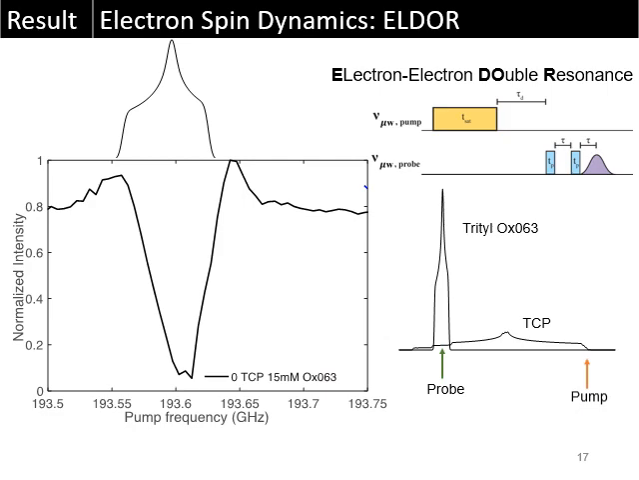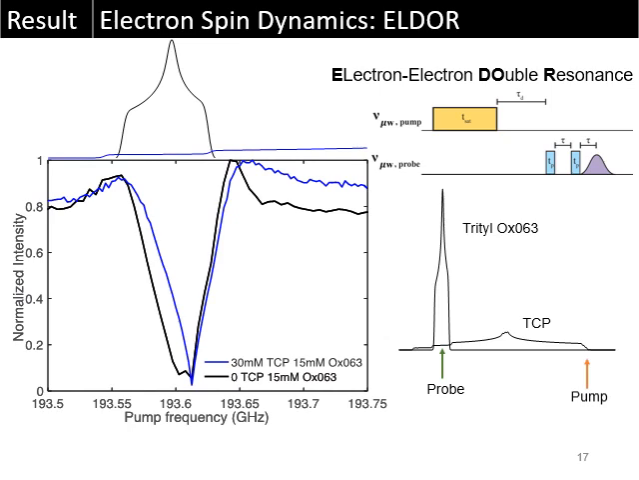Here's the ELDOR spectrum for 15 millimolar of trital. The hole around the trital center frequency indicates spectral diffusion. When we add 30 millimolar TCP into the system, the hole around the trital center frequency becomes much narrower, indicating that the spectral diffusion of trital becomes much less when TCP is doped.